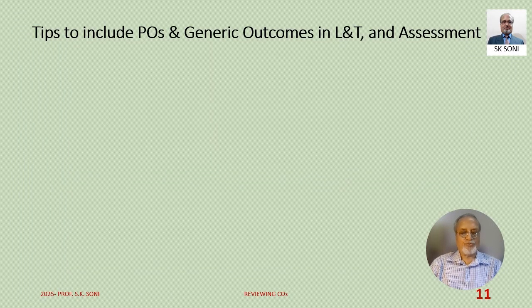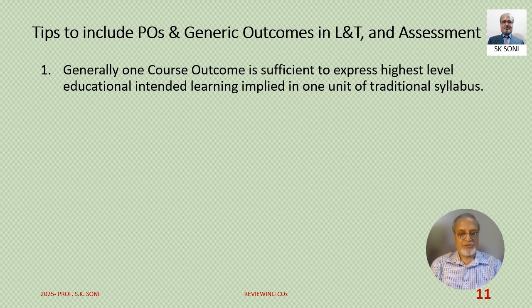Tips to write and include POs and generic outcomes in learning, teaching, and assessment. Generally, one course outcome is sufficient to express highest level of educational intended learning implied in one unit of traditional syllabus. Let us take example that driving a bicycle in a crowded road is the name of the unit. And there are many sub skills to be learned and which are lower than driving in the crowd.